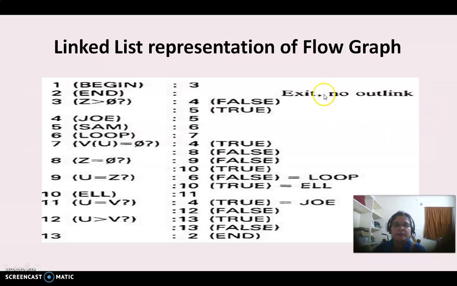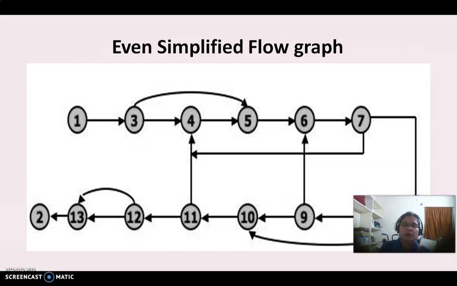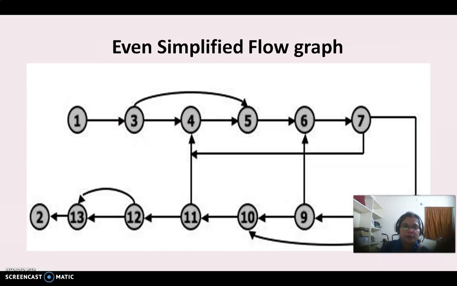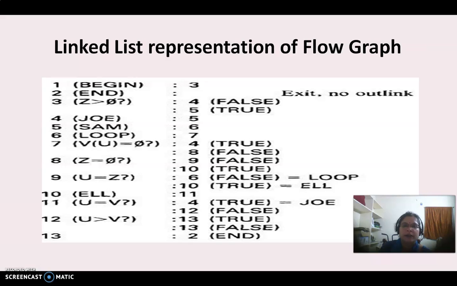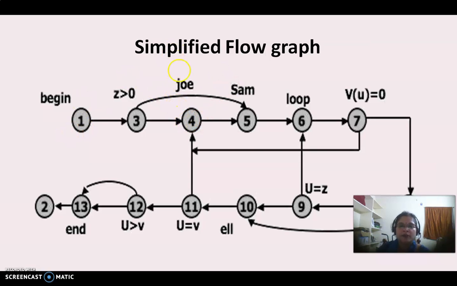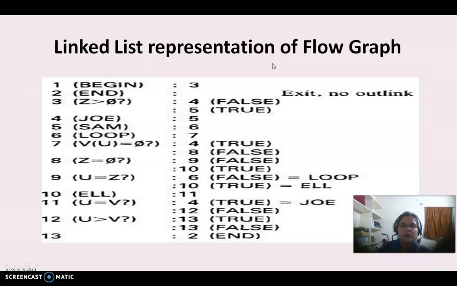Let us see these statements in the linked list representation of the control flow graph. It is represented as: 1 is the begin statement. To how many nodes is 1 connected here? Now node number 3, and again 2 is connected to which node? The end node. Like that, the linked list, and exit with no outlink is also there. 3 is represented as z greater than 0, and it is connected to which nodes? Node number 3 is connected to 5 and 4 also. So whenever it is connected to 3, z greater than 0, whenever it is true, it goes towards 5.